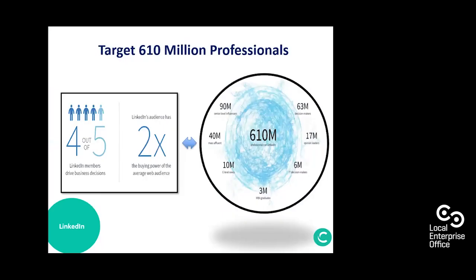So LinkedIn allows you to target over 600 million professionals. And what LinkedIn say about its network is that 4 out of 5 LinkedIn members drive business decisions, and the LinkedIn audience has twice the buying power of the average web audience. So basically what they're saying is that within organizations, people who have LinkedIn profiles and use them tend to be, on average, more senior within those organizations, and they tend to be influencers in terms of buying decisions.